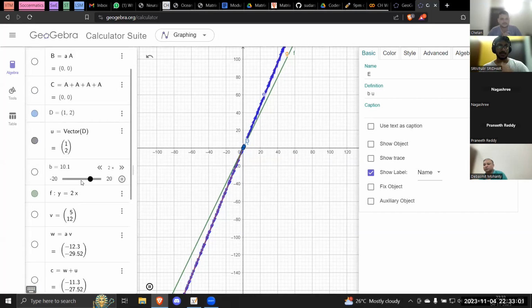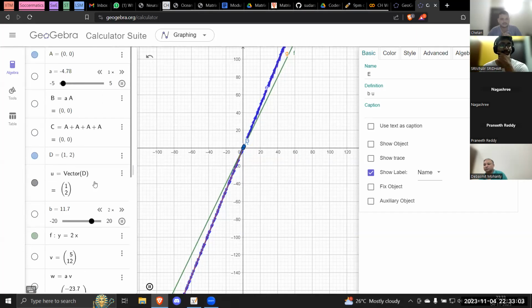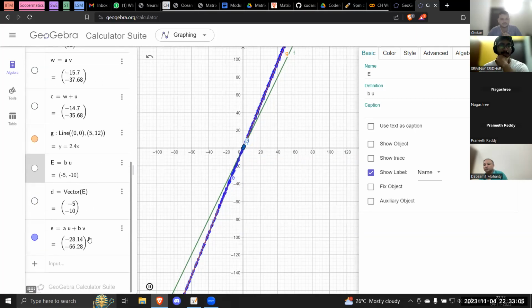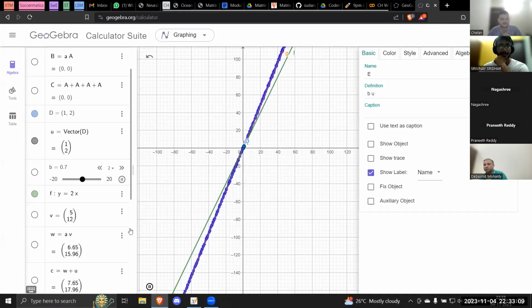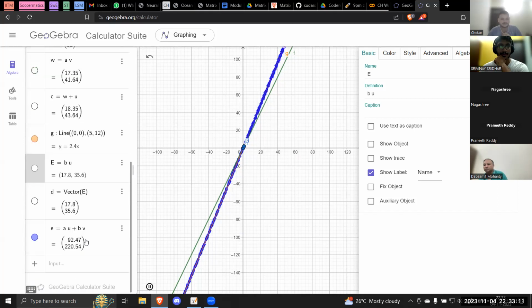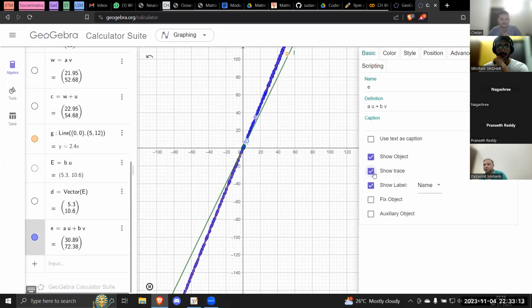What are you tracing, Vinay? A times U plus B times V. Can you see if you're tracing it? Can you click on that? No, you are not tracing it, Vinay. You're tracing it.